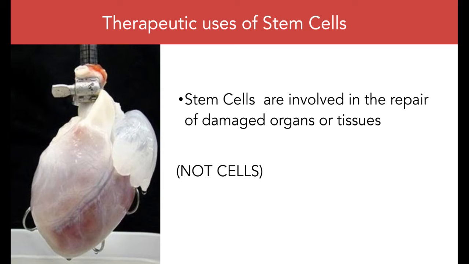Therapeutic uses of stem cells. Therapeutic means a treatment, okay? Because stem cells are naturally involved in the repair of damaged organs or tissues, remember, not cells, but organs or tissues, and that happens naturally in the body, we're keen to try and use these to develop our own medical treatments, and that's what we mean by a therapeutic use.